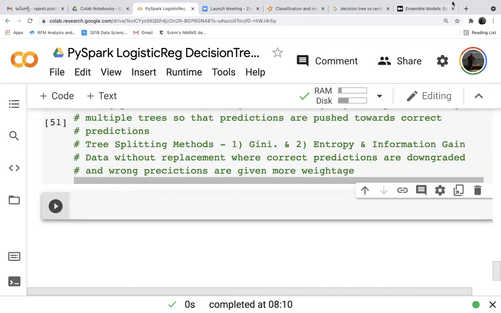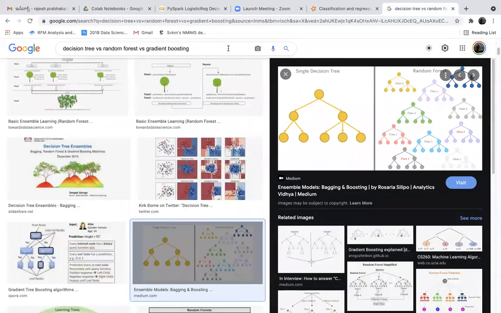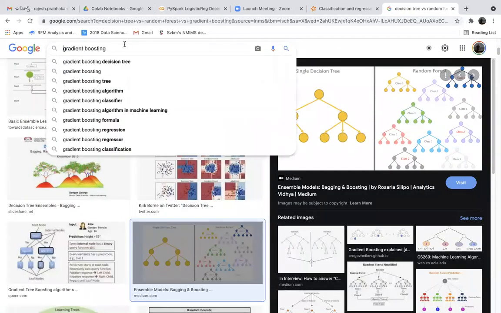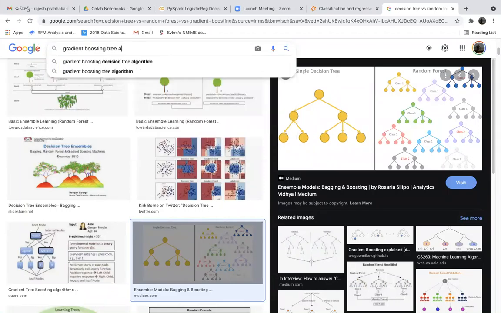So this is the difference. And if you are looking at the algorithm, gradient boosting, the algorithm.